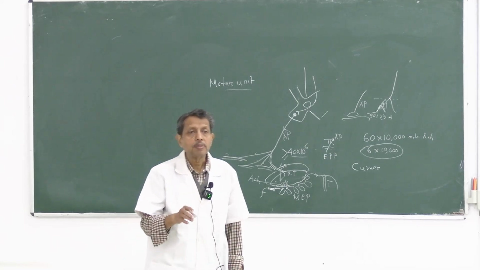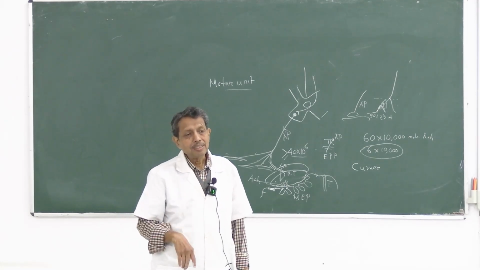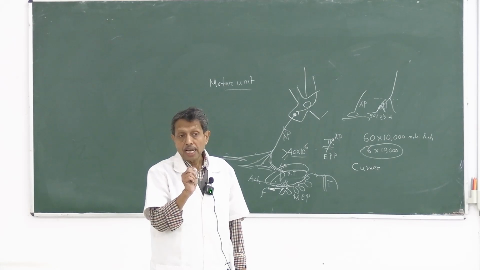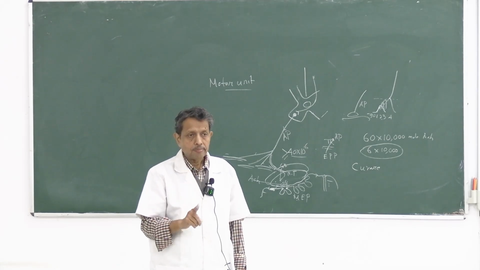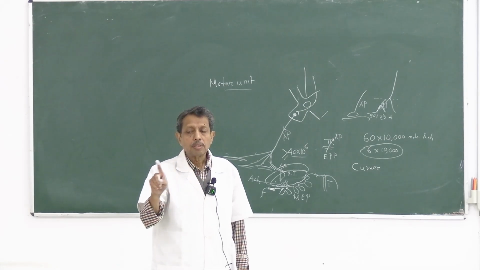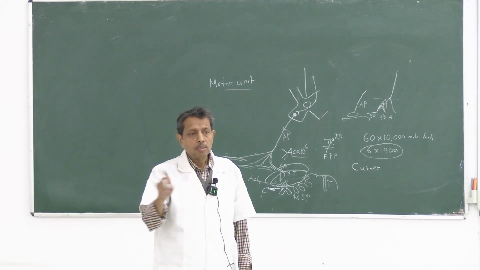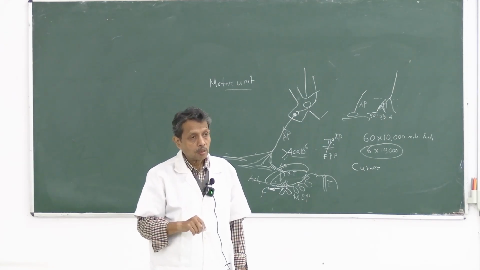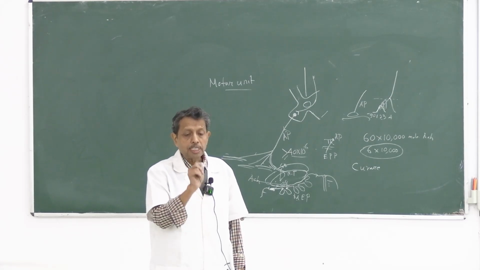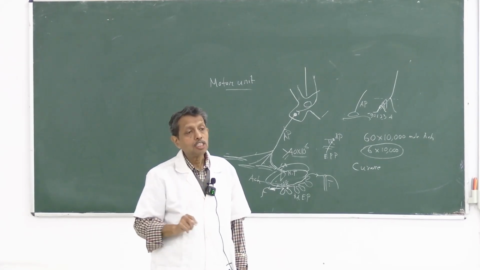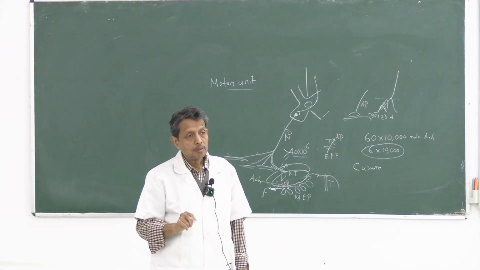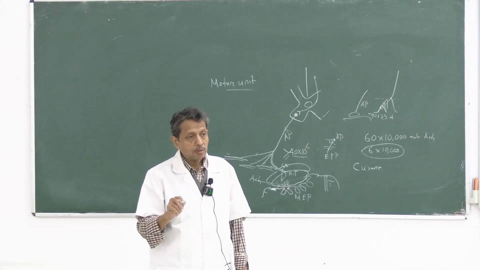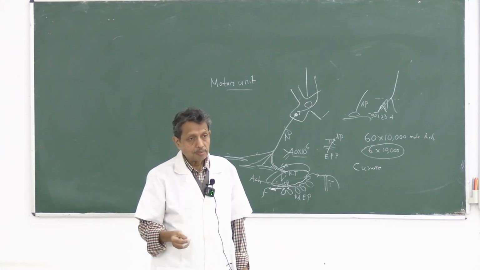And from this concept, you can easily imagine where precise graded movement is required. In this way, graded movement is possible. Precise, fine movement is possible in the muscles of the eyeball, the extraocular muscles, and also the hand muscles.